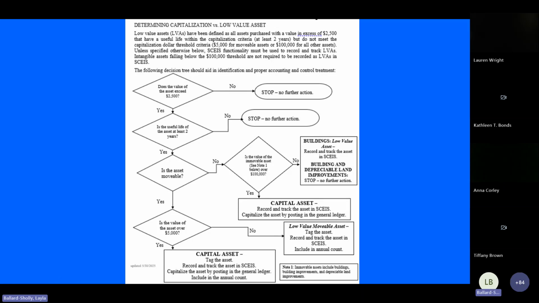I'd also like to mention that if you do elect to put something in SKIS as a low value asset that you weren't required to do so, once you do that, you are still required to track it and make sure you retire it when you no longer have it. So keep that in mind too.